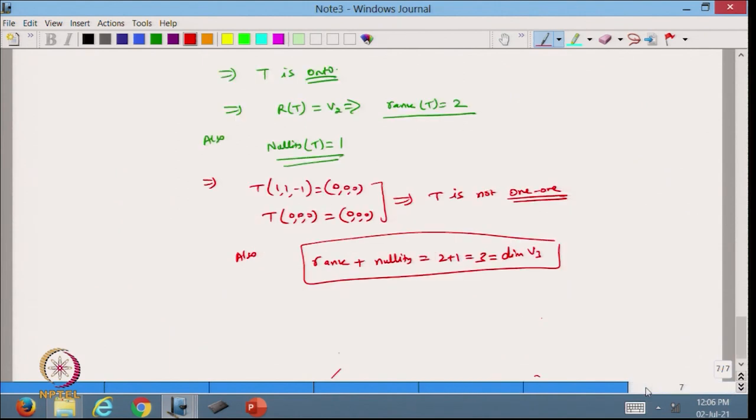So this way we can find out whether the linear transformation is 1-1 and onto, or I can define the range space and the nullity of the given transformation. So this way we can define. So let me stop here today.